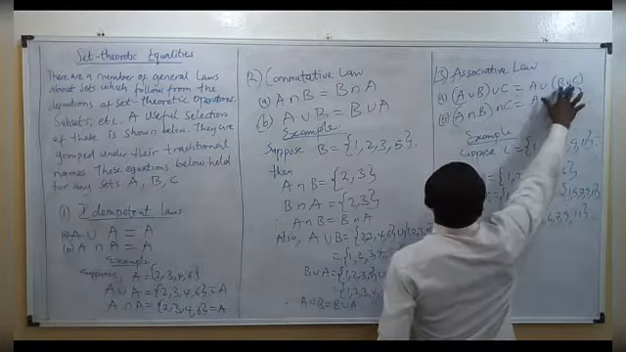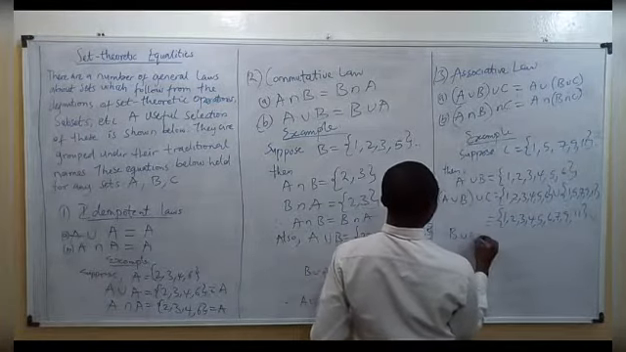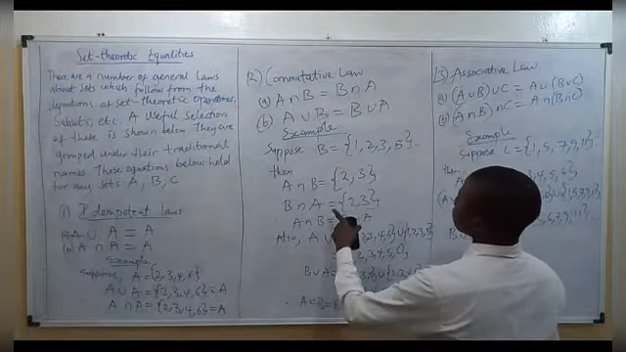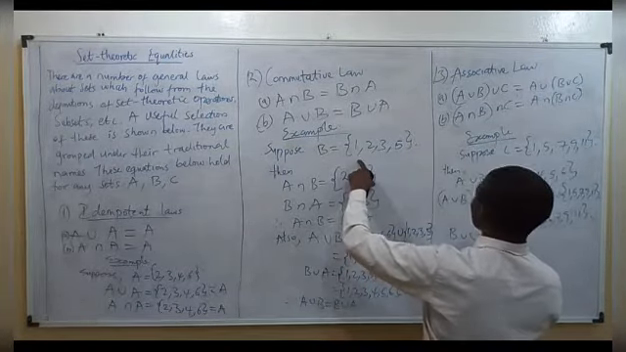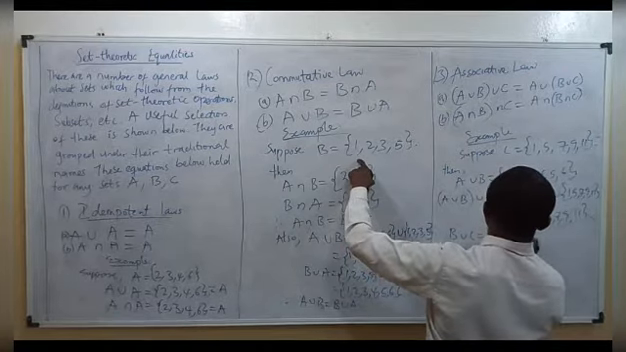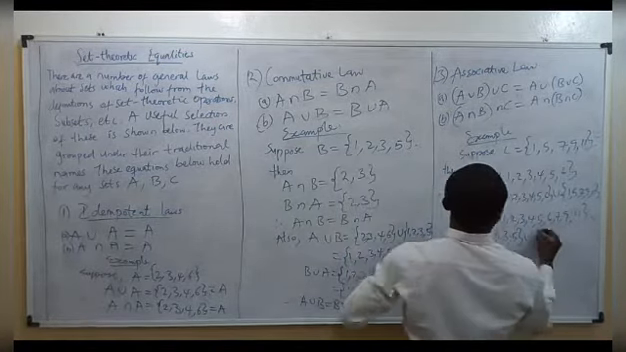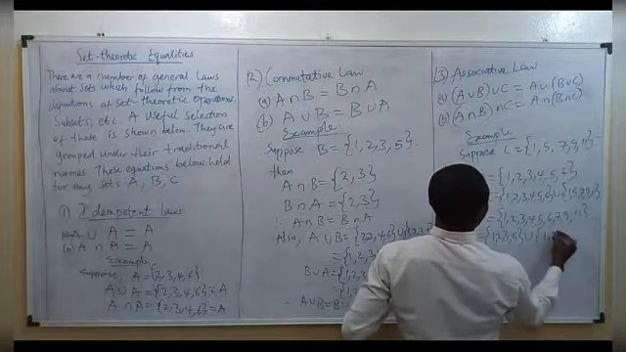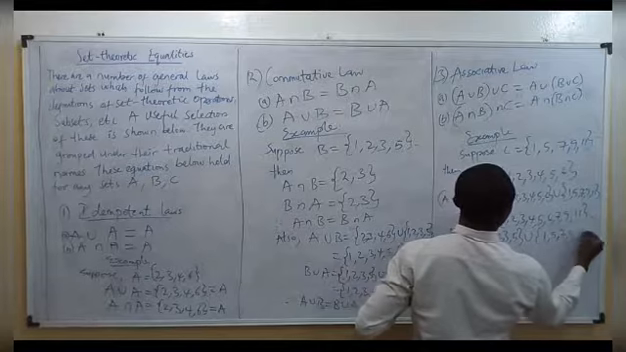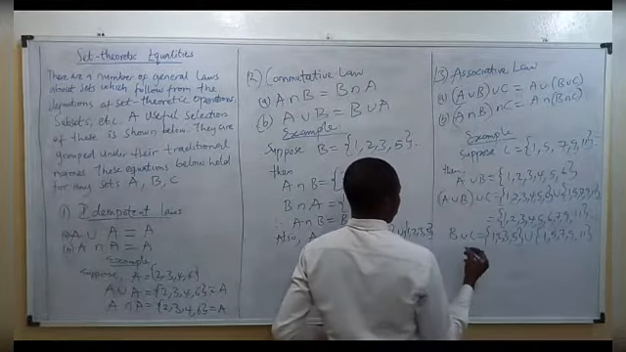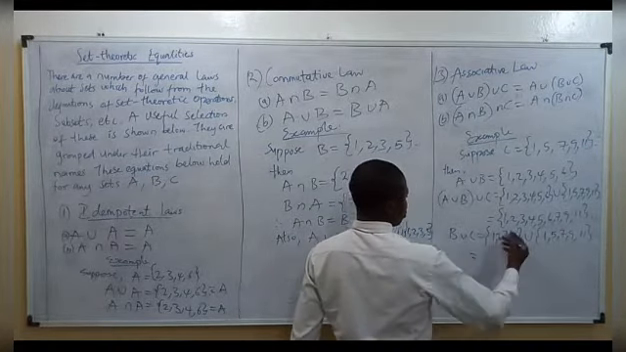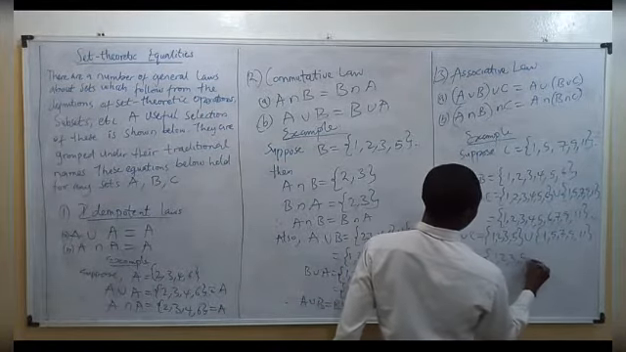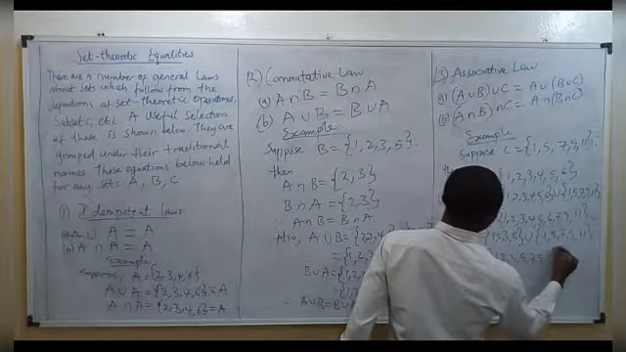Now, for the other part, B union C. What is our B? Our B is 1, 2, 3, 5, union our C, 1, 5, 7, 9, 11. So we write them together, and we have 1, 2, 3, 5, 7, 9, 11.